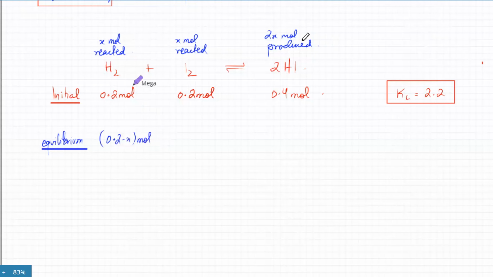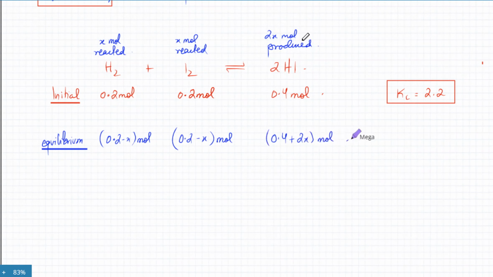Because here there were 0.2 and now X moles are gone. They've reacted, so you're left with 0.2 minus X. You had 0.2 moles and X moles are gone. They've reacted, so you're left with 0.2 minus X moles. And on this side, it has increased. 2X moles got produced. So you had 0.4 moles initially, right at the beginning, and an extra 2X moles got produced. So your equilibrium moles are going to be 0.4 plus 2X moles. So I have my equilibrium moles in terms of X.